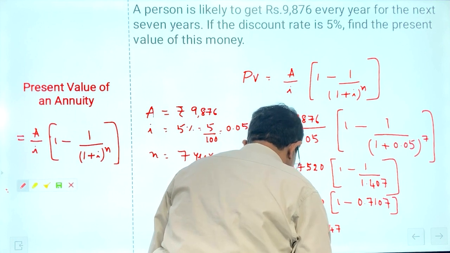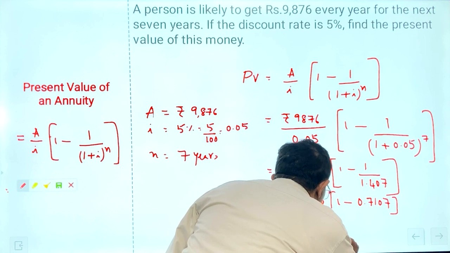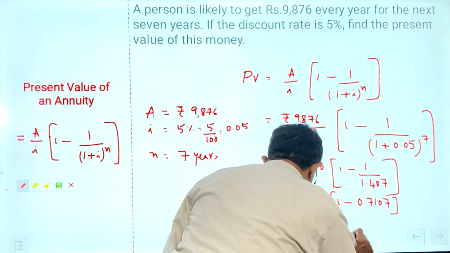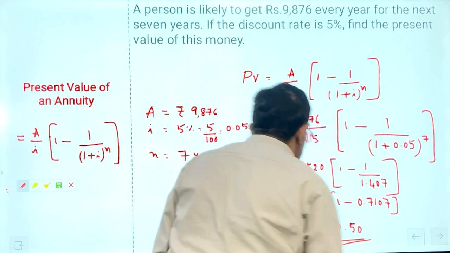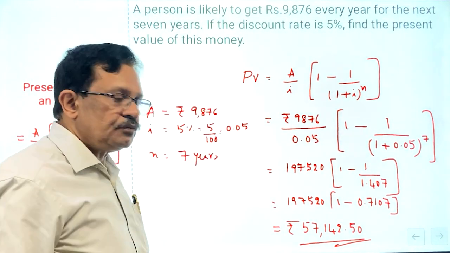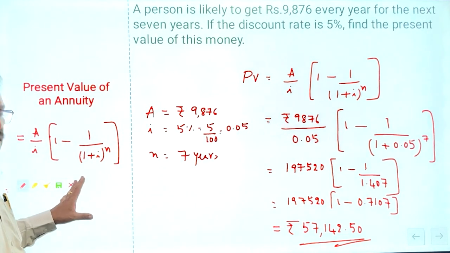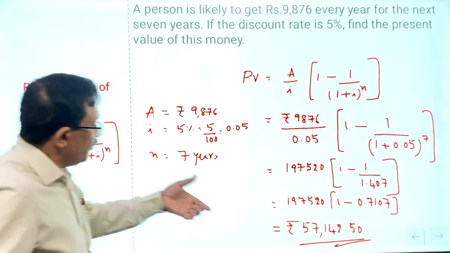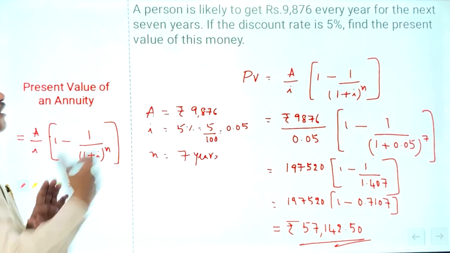142.50 actually. You can take that particular amount. So this is how you are going to solve this particular problem, wherein I am using the present value of annuity formula to compute the present value of the flows which are coming at a later date.